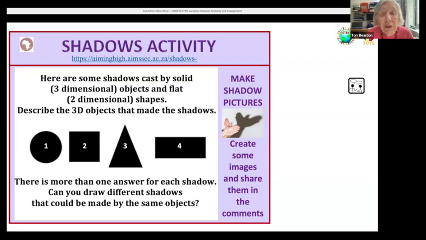So we suggest this is something that you can invite your learners to do, and they can have some fun doing it, but also learn something about the shapes. So what shapes could have cast those shadows?